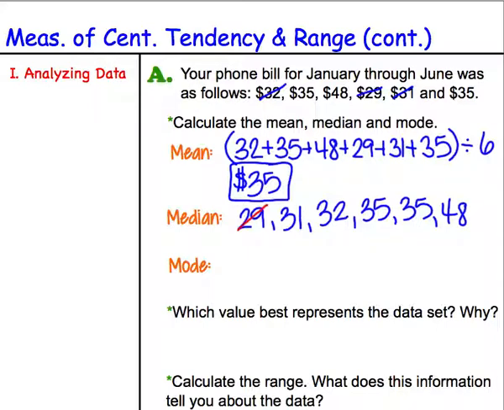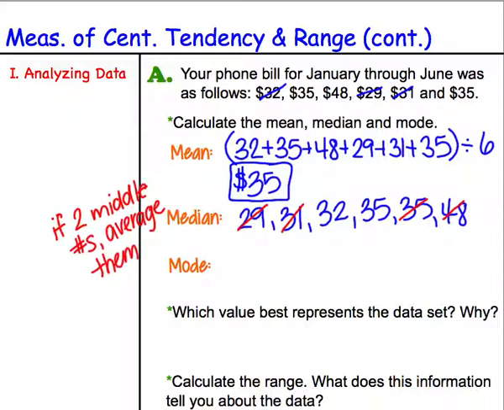And then what I like to do is cross them off. So I say, well, 29 and 48 are gone, 31 and 35 are gone. Now, one thing you might want to make note of is if there are two middle numbers, as in the case of ours right here, you're going to average them.